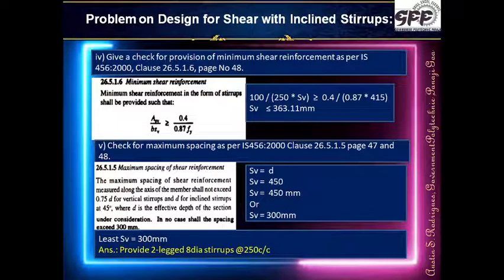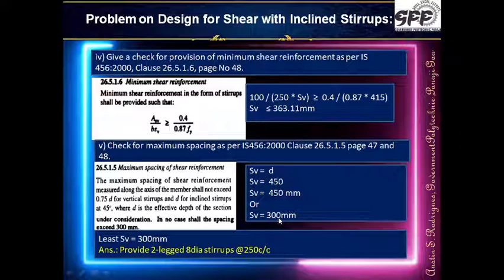On the same page and the previous page we have another one. Check for maximum spacing. We cannot exceed more than this given over there. Note this, the maximum spacing shall not exceed 0.75 D for vertical stirrups and D for inclined stirrups. So for inclined stirrups, SV will be equal to the effective depth D, where D is the effective depth of the section. In no case will it exceed 300 mm.